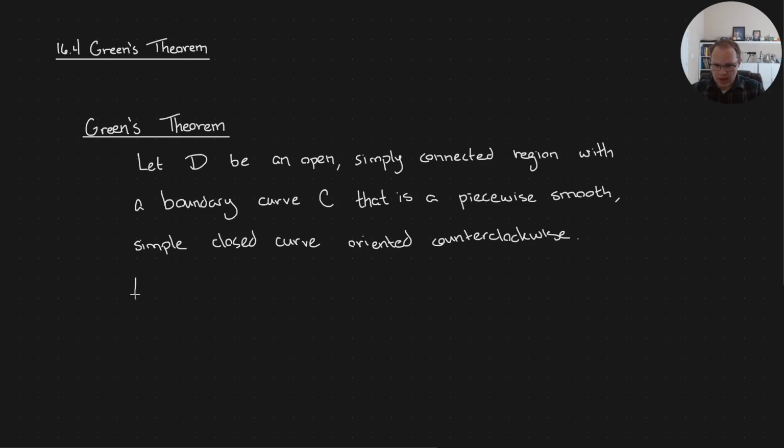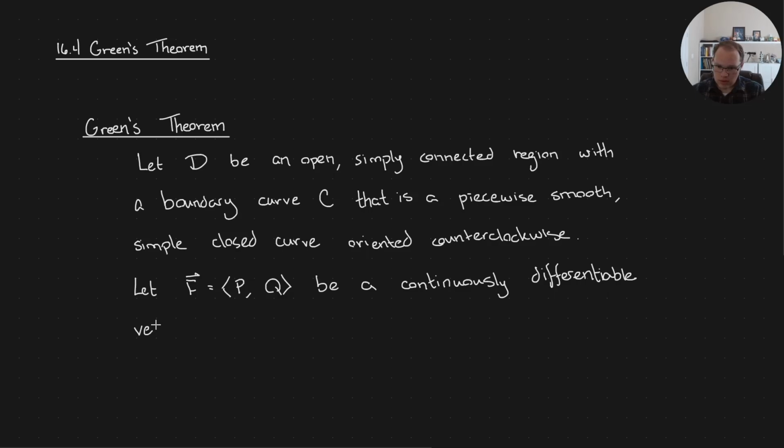So we're going to take a vector field. Let F be a two-dimensional vector field. Let's give it components P and Q, so P and Q are going to be functions of x and y. Let F be a continuously differentiable vector field over our region. Then we have the following.